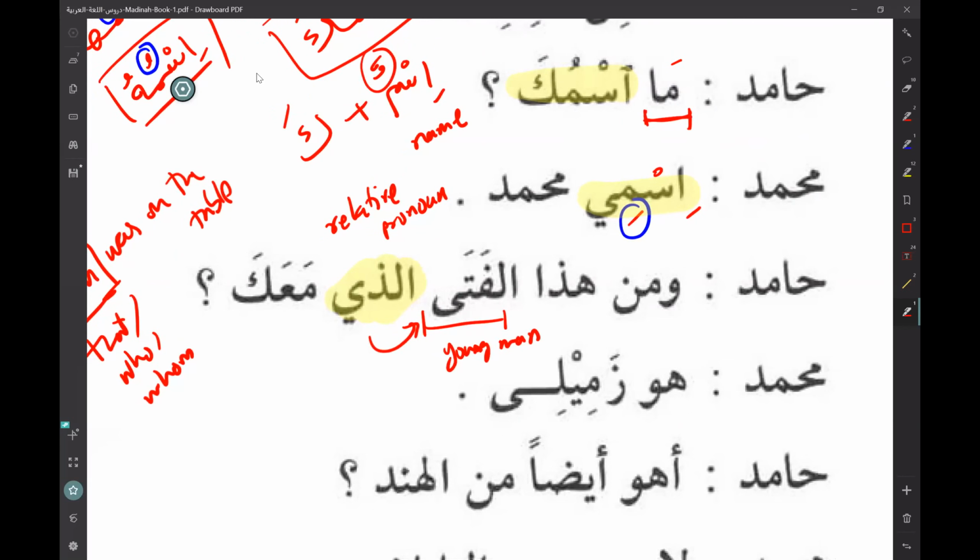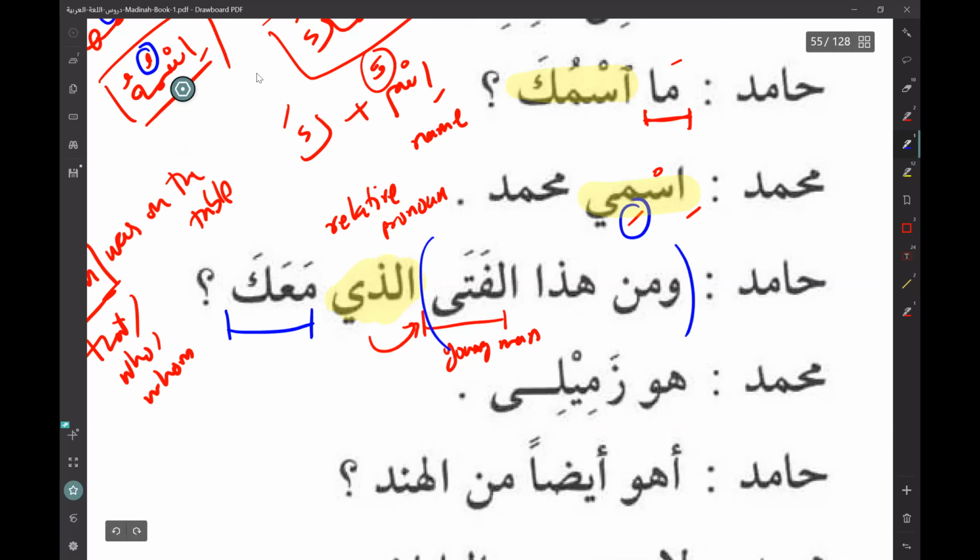It says, Man hadha al-fata, who is this young man? You have a complete sentence here. Okay, this is a complete sentence. Who is this young man? But now you're defining a little bit more. Alladhi ma'ak, who is with you.